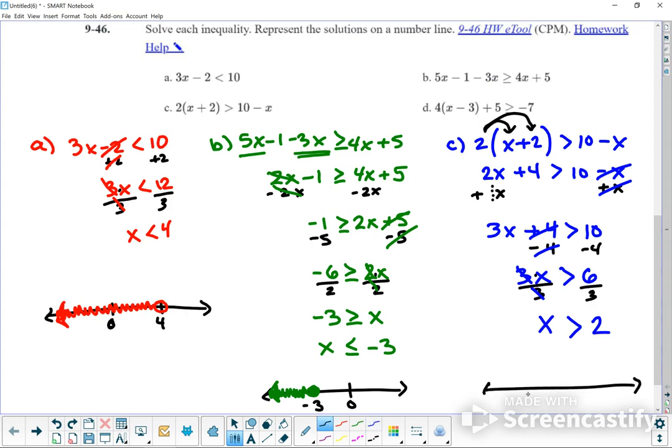Here's your graph. 0's in the middle somewhere. 2 is sitting about right here. And I need to draw my dot at 2. Okay, it's open, and I need to shade to the right. So I need to go and shade to the right-hand side.